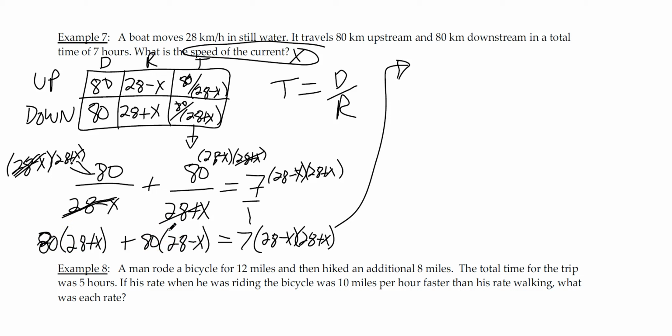Calculating that, we have 4480. We have 80x and minus 80x. So that's actually all we have on the left side. Now I'm going to distribute the 28 minus x and 28 plus x and multiply those together. And that'll be 784 minus x squared.